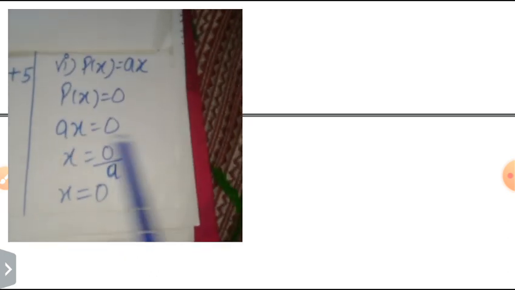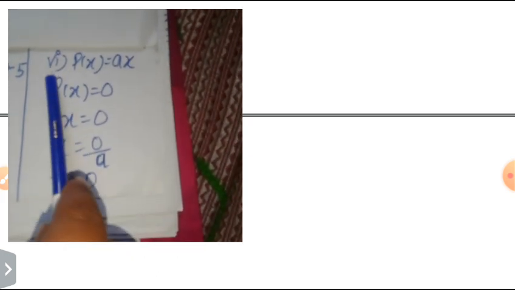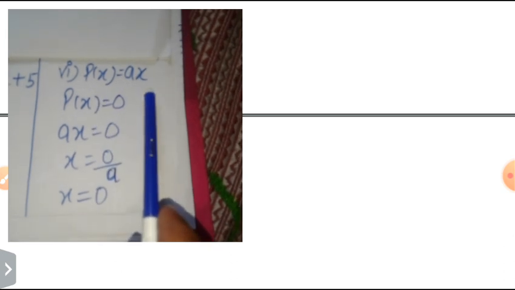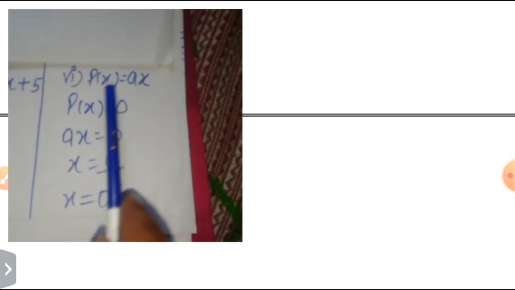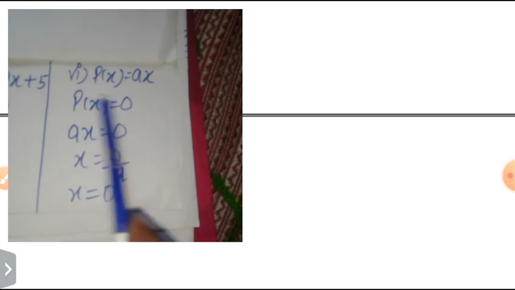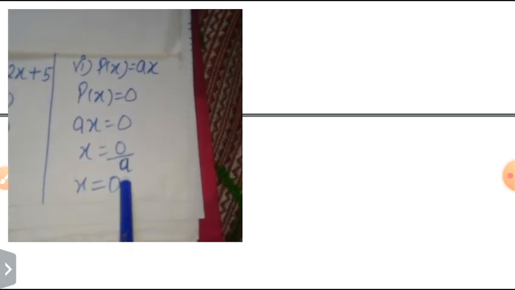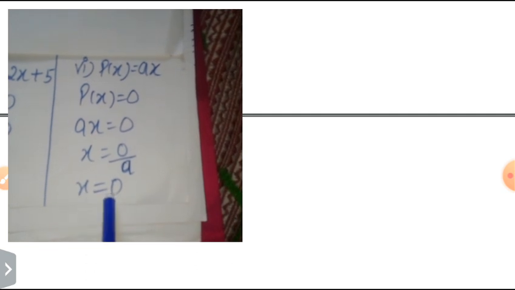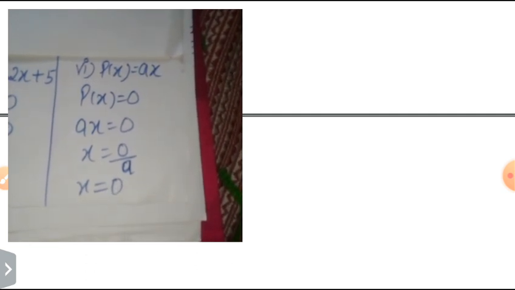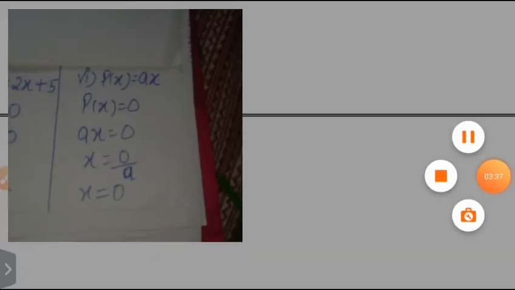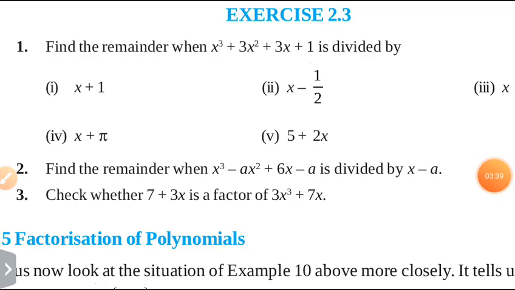One more question I have solved for you, the 6th part. p(x) is equal to ax. Again you have to find the zero, so you will put p(x) equal to 0. That means ax will also be 0. Then x equal to 0 upon a. Therefore x is equal to 0. That means x equal to 0 is the zero of the polynomial. The rest of the parts of 2.2 you will solve yourself.